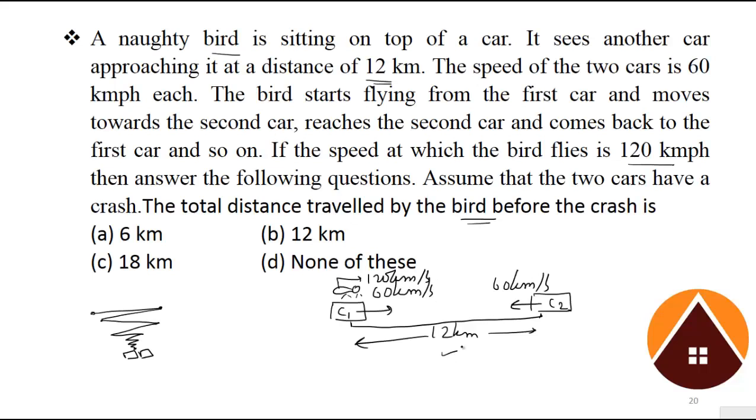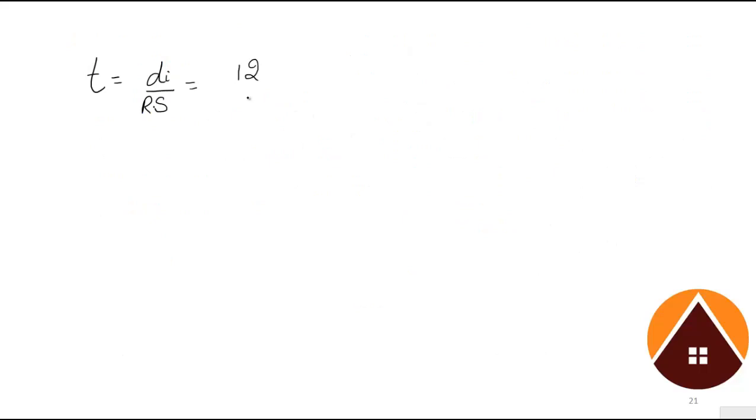Okay, now see here. So how much time both the cars are taking to meet is given as initial gap between the two divided by the relative speed. And what is the initial gap between the two? You can see 12 km, and relative speed will be 60 plus 60, right? 60 plus 60 is nothing but 120, sorry. So I get 1 by 10 hour.